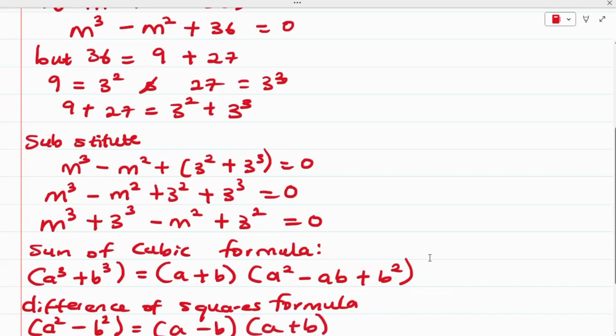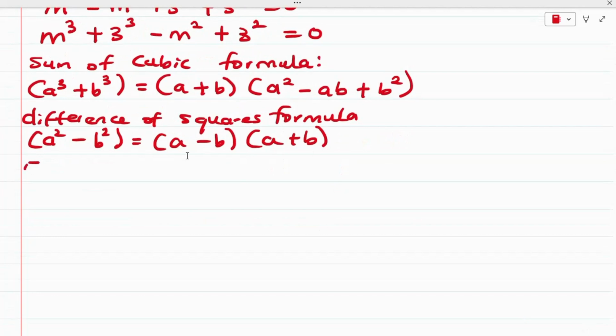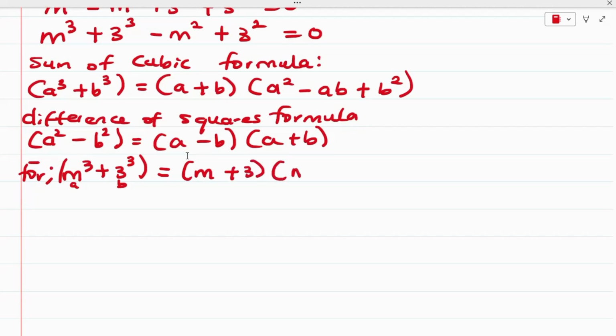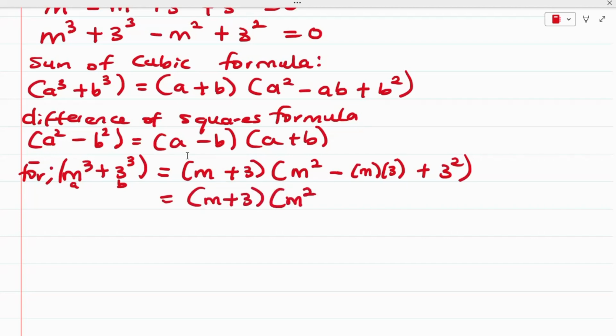So applying this formula right here, we're going to say m cubed plus 3 cubed. This is going to become equal to, now we have this to be a and this to be b. So applying the sum of the cubic formula, we have m plus 3 all into a squared, which is m squared, minus ab, we have this to be m multiply 3, plus b squared, which is 3 squared, and this is equal to m plus 3 into m squared minus 3m plus 9. M multiply 3 will give us 3m, and 3 squared will give us 9. So that is for that.